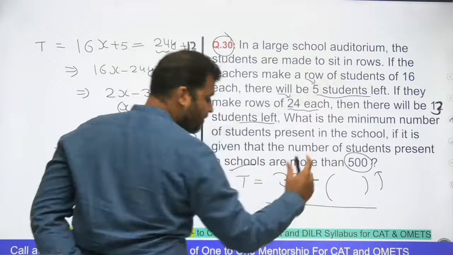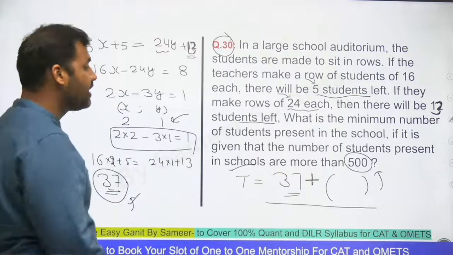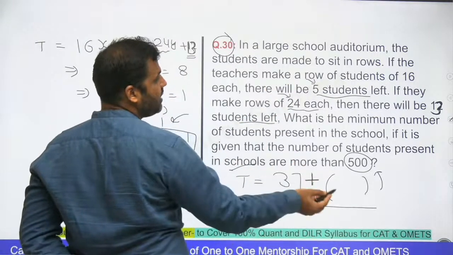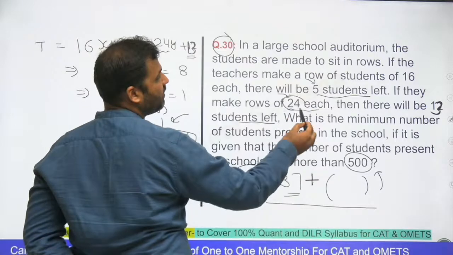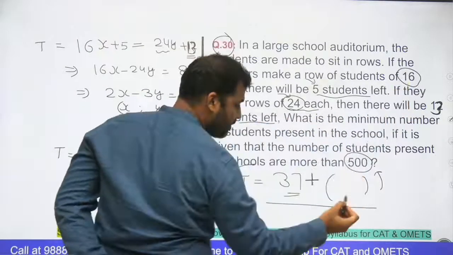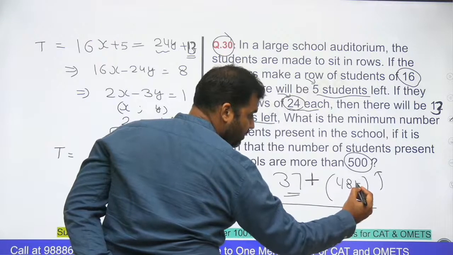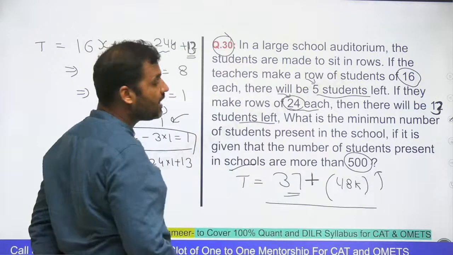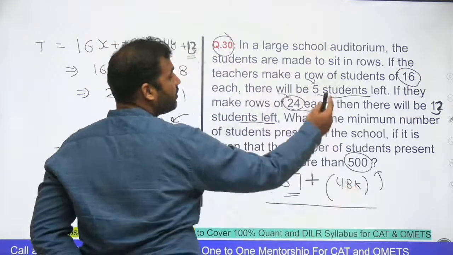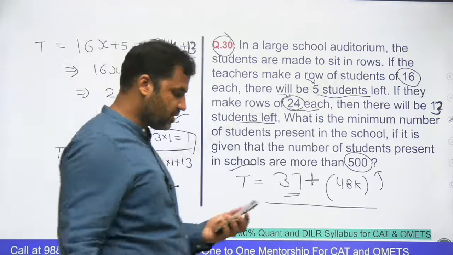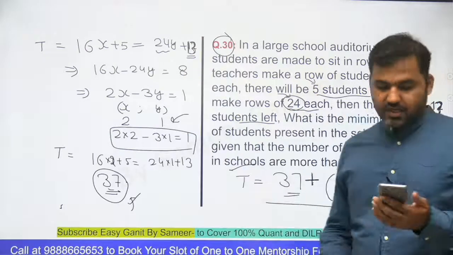So what is the value I should be adding over here so that these two conditions do not get disturbed? So can I say I need to add a number which is a multiple of 24 and 16? अगर मैं इसमें 16 और 24 का मल्टीपल कोई भी ऐड करता हूं बच्चों, दैट मींस 48 का कोई भी मल्टीपल ऐड करूंगा, तो बताओ बच्चों 5 का रिमाइंडर और 13 के रिमाइंडर वाली कंडीशन डिस्टर्ब होगी क्या? Will this condition get disturbed?